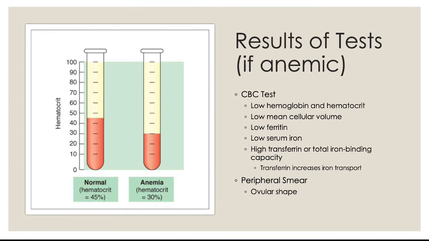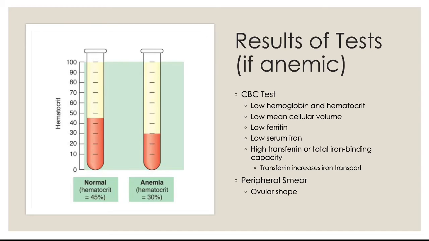I am now going to talk about the kind of results we would see if a person is anemic. We would see a lower than normal hemoglobin count and a decreased hematocrit, which is shown on the slide and represents lower erythrocytes in the blood. The blood test will also show low mean cellular volume, low ferritin, and low serum iron.